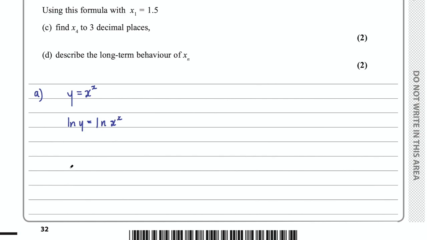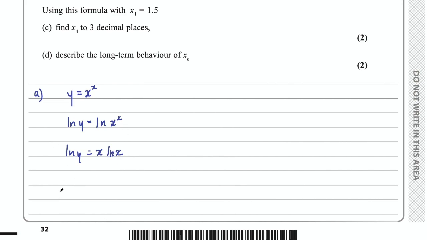And then using our log laws, we know that log of x to the power x is going to equal x times log x. And we want the derivative out of this, we want dy on dx, so we're going to have to use implicit differentiation here. So taking the derivative of either side, you could either do it with respect to y or x, either way it's still going to work out.